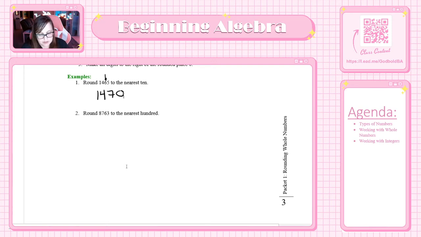Let's round this to the nearest hundredth. So we got to get down to the 7 there. So it's 8. So the number after is 6. So I got to round up. So 8, 6, 3.